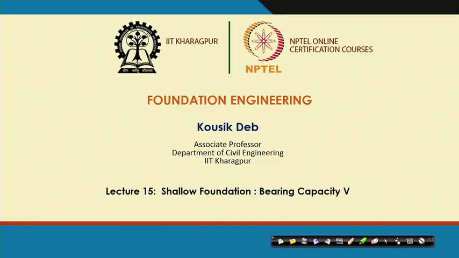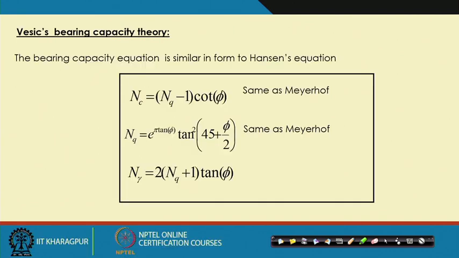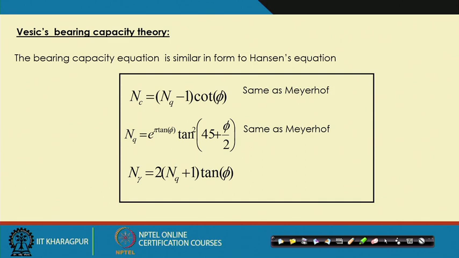In the last lecture I discussed the Meyerhof bearing capacity theory and the Hansen bearing capacity theory. In this lecture I will discuss two more bearing capacity theories, which are proposed by the BASIC and the IS code, or Indian Standard Code. BASIC also proposed a similar type of bearing capacity theory, similar to Hansen's equation.